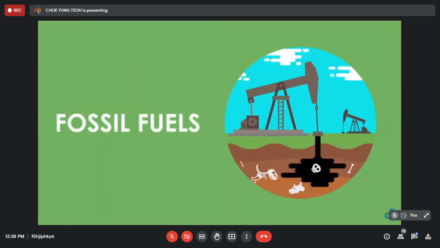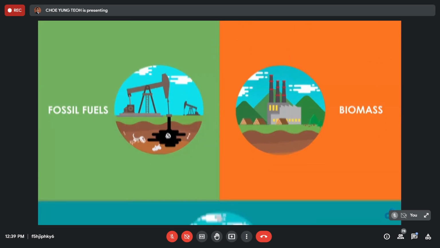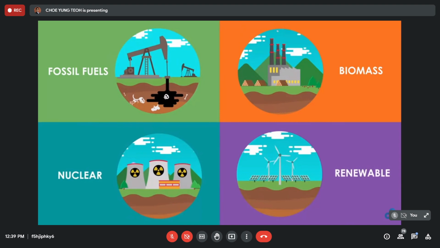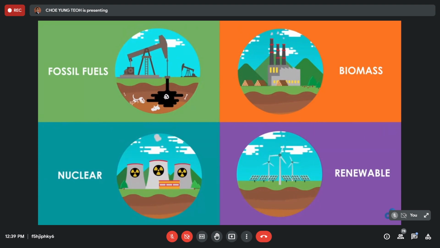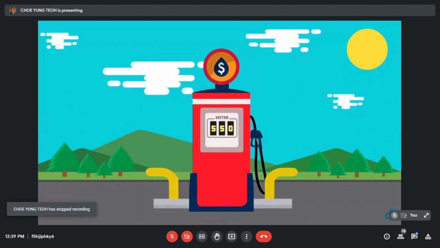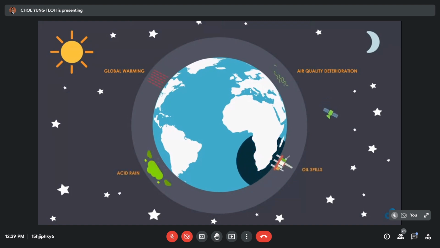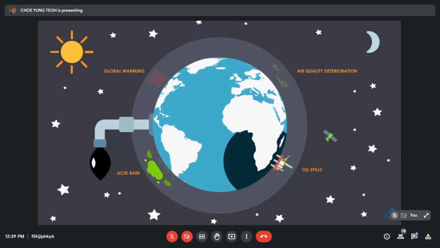Fossil fuels consist of extracted decomposed organisms and plants that existed millions of years ago. Biomass converts plants into biometric material to produce energy. Nuclear energy is released. Lastly, renewable energy comes from a source that's not depleted when used, such as wind or solar power. But what's the profound difference between them? How they affect our planet? Fossil fuels cost more than what we pay at the pump and impacts our environment in many ways. These impacts include global warming, air quality deterioration, oil spills, and acid rain. It's also projected that fossil fuel resources will be depleted within the next 50 to 100 years. Biomass and nuclear energy also have similar issues.